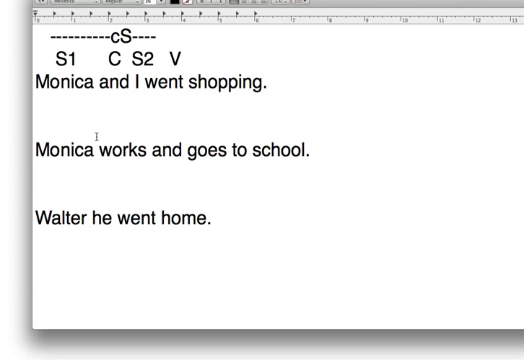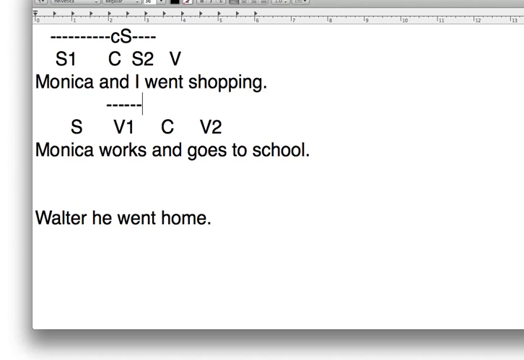Okay. Let's look at this one. Monica works and goes to school. Who? Monica. What does she do? She works. There's a verb. And connector, she goes. Verb 2. So those two verbs connected by a connector means this is a compound verb.